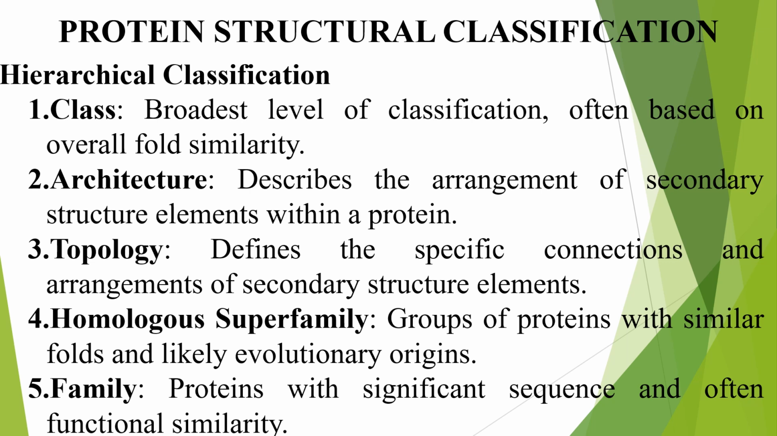Hierarchical classification. 1. Class. Broadest level of classification, often based on overall fold similarity. 2. Architecture. Describes the arrangement of secondary structure elements within a protein. 3. Topology. Defines the specific connections and arrangements of secondary structure elements. 4. Homologous superfamily. Groups of proteins with similar folds and likely evolutionary origins. 5. Family. Proteins with significant sequence and often functional similarity.